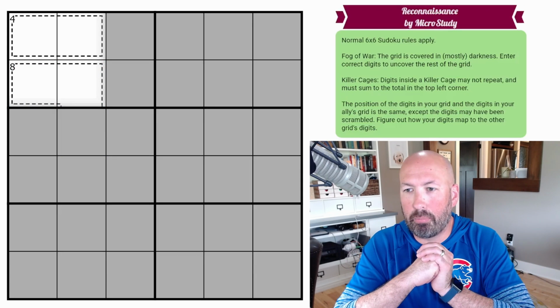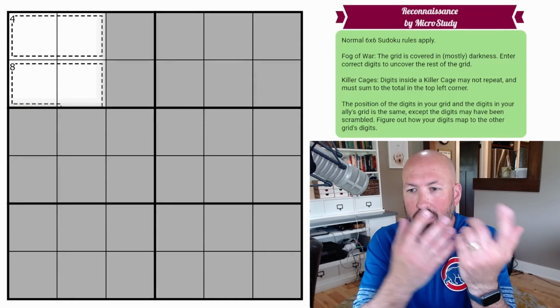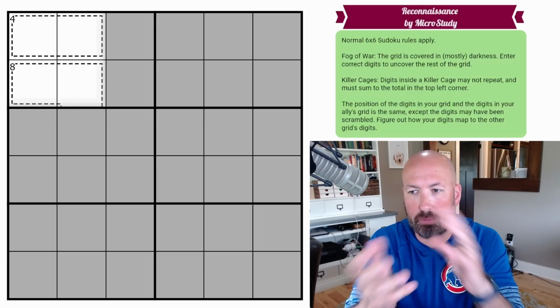And that's about it, other than that the position of the digits in the grid and the digits in my ally's grid are the same, except they've been scrambled.